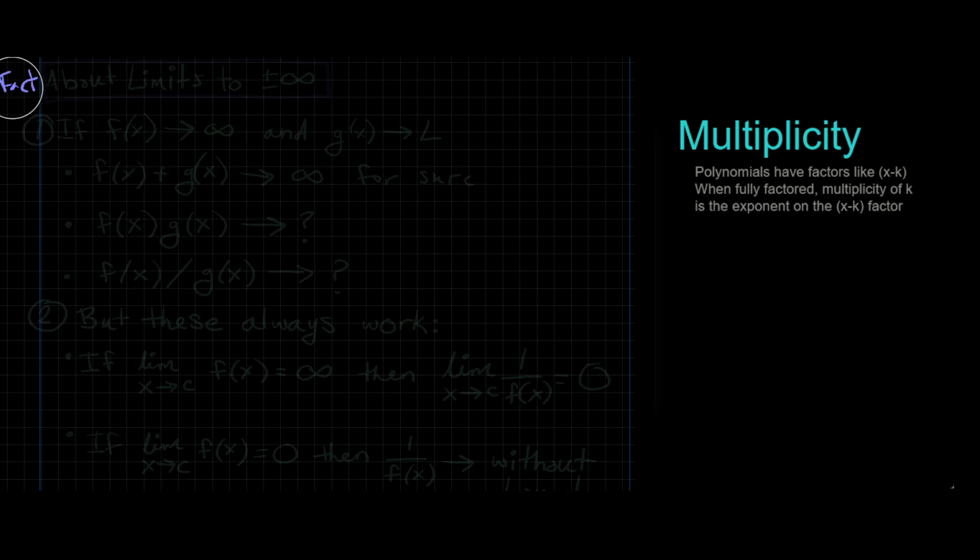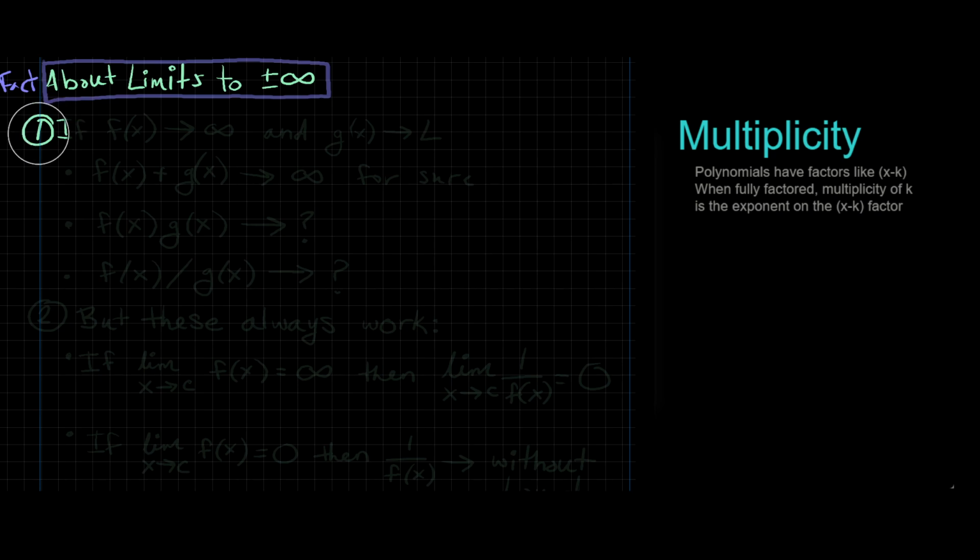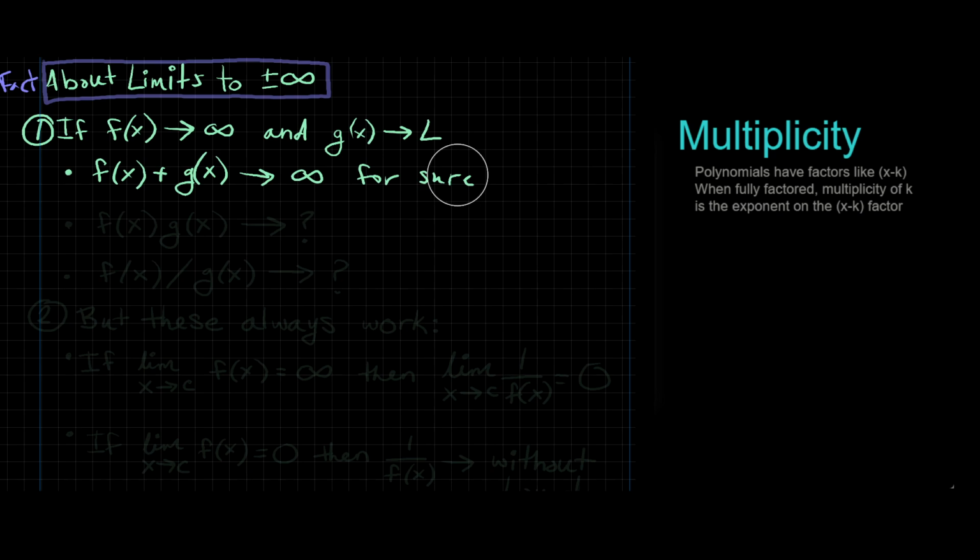Here are some properties that we're going to get regarding limits that go to plus or minus infinity. If we know that f of x goes to infinity and g of x goes to some finite limit L, and I add those two things together, I know that the limit is still going to go to infinity, right?